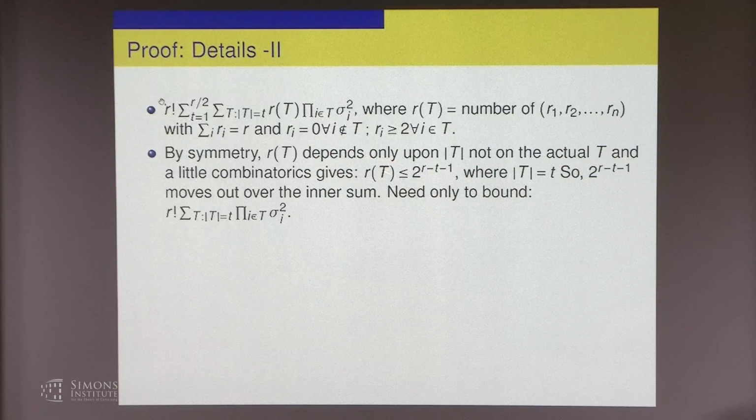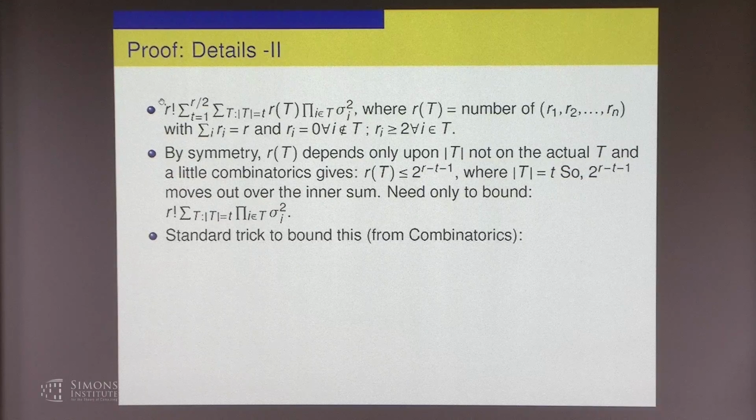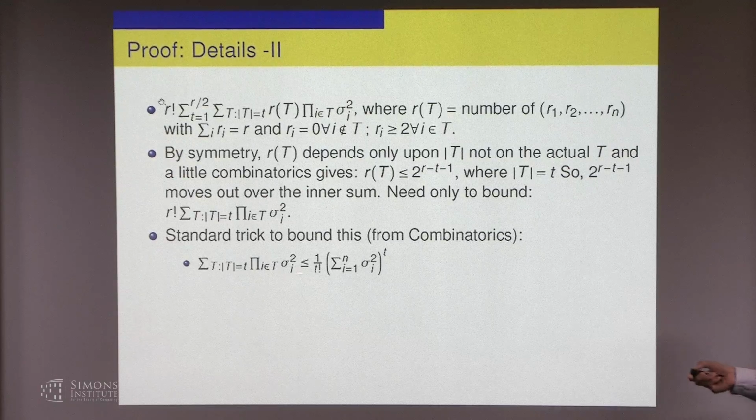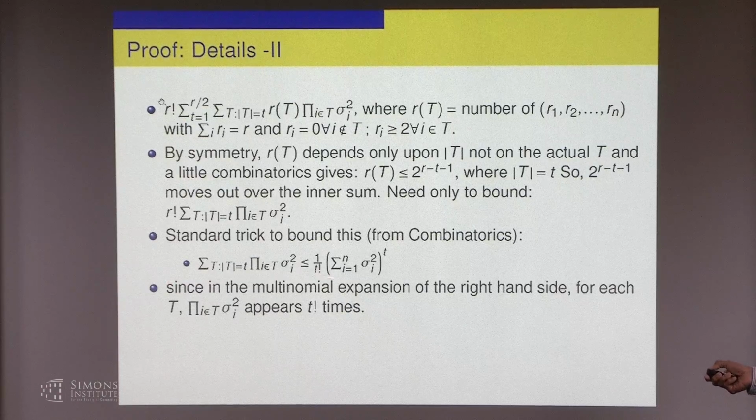By symmetry, R of T depends only on the cardinality and not on T. And a little combinatorics bounds that. Okay. And so we can move that term out and you get the simple sum over all T. And that is at most that. We said that. Now I'll tell you why. That's because if I expand multinomially this thing, with all the combinatorics in the multinomial expansions, then for each support T, exactly this term appears T factorial times. There are other terms where sigma's higher powers occur, but we don't care.